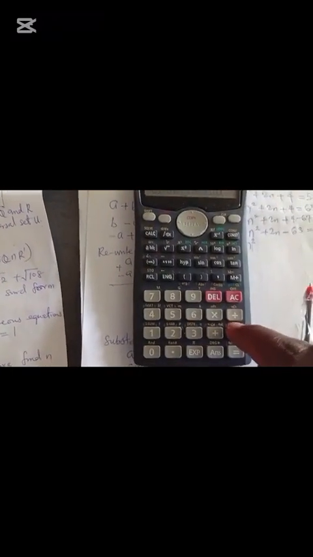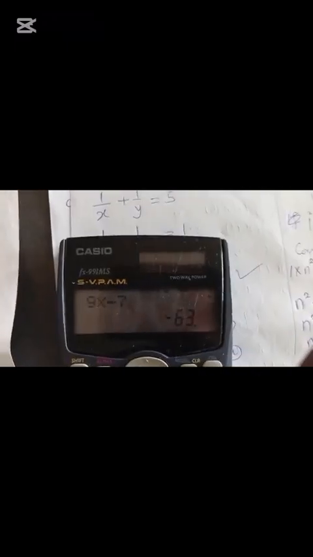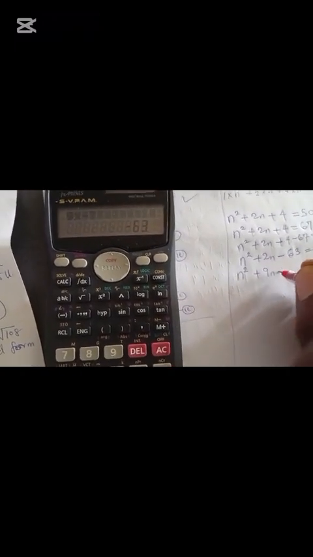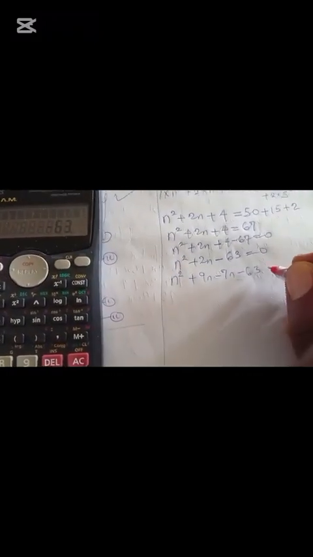Plus 9 times minus 7. What's that in the calculator? So my calculator has also witnessed what I'm saying. So I'm using n squared plus 9n minus 7n minus 63 equals 0. I believe you can see my camera.